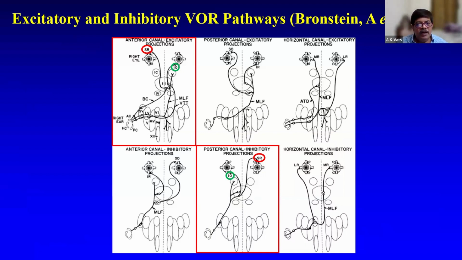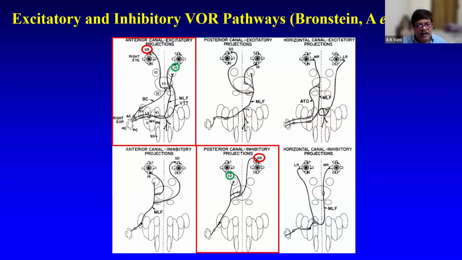One important thing is that there are yoke pairs of muscles which are either excited or inhibited during a particular head movement. This is a disruptive head movement, and for every disruptive head movement in any of the three planes, I mean to say yaw, pitch, or roll, there has to be a corrective movement of the eye so that the fixation is not hampered.